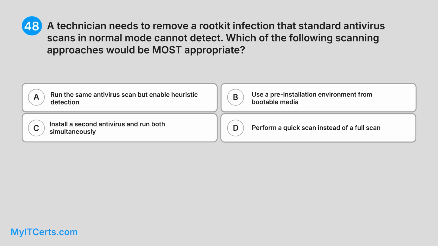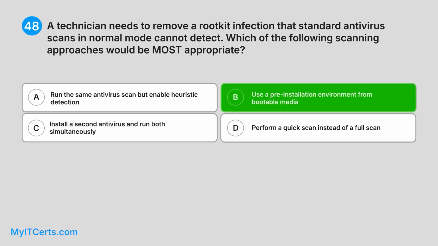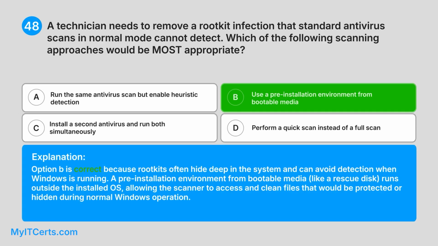Correct answer. B. Use a pre-installation environment from bootable media. Explanation. Option B is correct because rootkits often hide deep in the system and can avoid detection when Windows is running. A pre-installation environment from bootable media, like a rescue disk, runs outside the installed OS, allowing the scanner to access and clean files that would be protected or hidden during normal Windows operation.